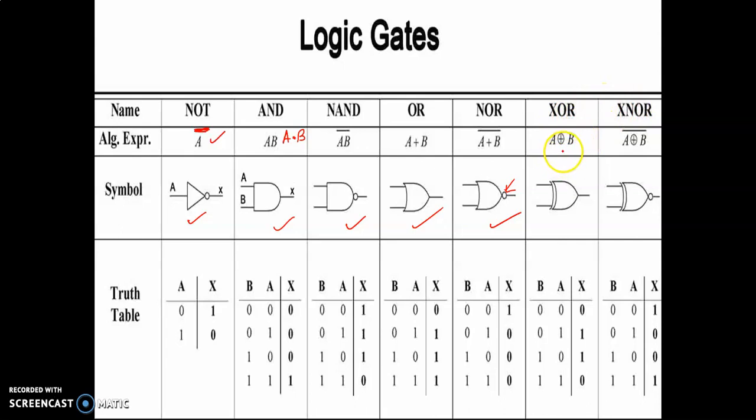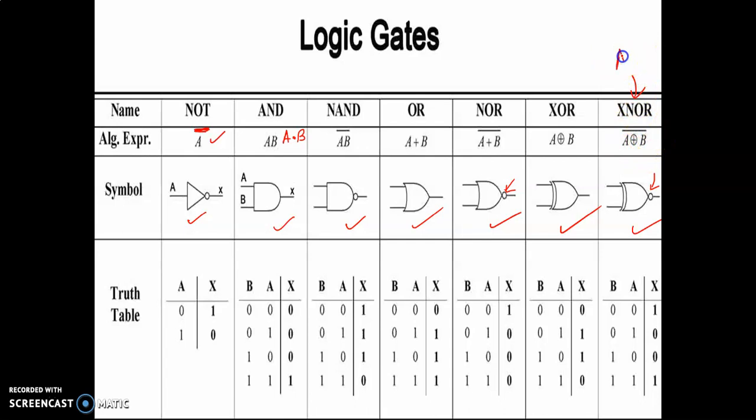The last one is XOR and XNOR. XOR gate is denoted by a plus with a circle around it. So A XOR B is how you read this. This is the symbol of XOR. You notice that it looks just like an OR, but there is an extra curved line here. Okay, and the same goes for XNOR, the same symbol as that of XOR but with a bubble here to denote that it is the NOT of XOR. So it is A XOR B whole bar.